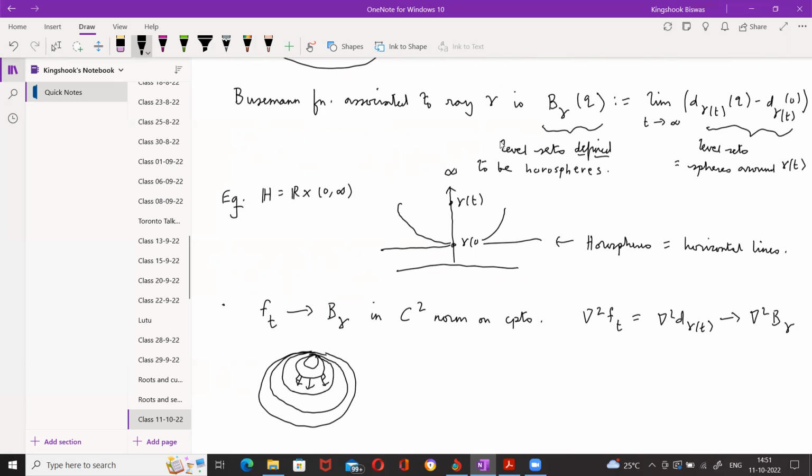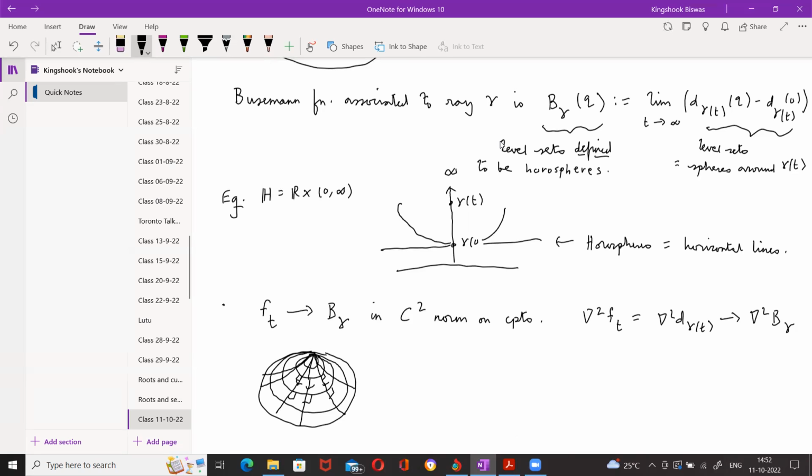And the integral curves of the gradient vector field for the distance function were geodesics starting from gamma t. In the limit, the integral curves for the gradient vector field for the Busemann function will be geodesics which meet at the same point at infinity. These are geodesics which meet at the same point at infinity in backward time, and these are perpendicular to the horospheres. Is the picture clear? Yes.